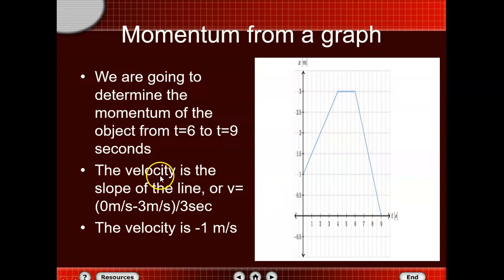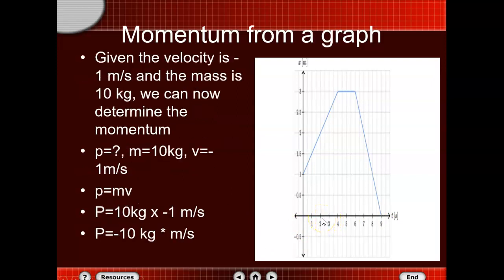All right, so the velocity is the slope of the line. So change in position. We end at 0, we start at 3. So my change in position is negative 3 meters. My time is 3 seconds. Okay. Sorry, negative 3 meters. So my velocity is negative 1 meter per second. So my velocity is the slope of my position versus time graph.